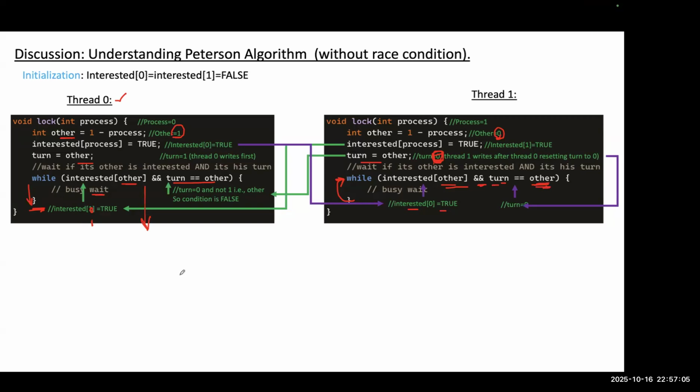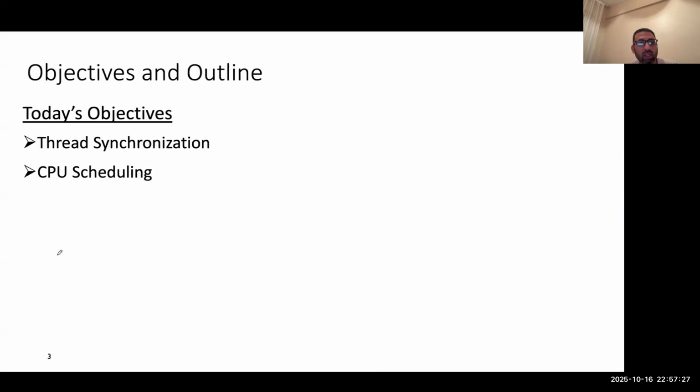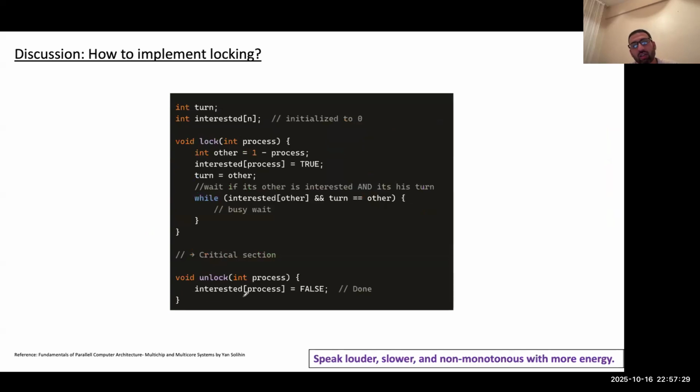But then how does the thread's turn change? For that, for example, let's say thread 0 has received the lock, right? The professor has received the lock. Now, what will happen is that I need to release the lock. So, for that, let me show you where the unlocking part is here. For the unlocking part, once I'm done with the critical section, meaning once I'm done with accessing the shared resource, for example, let's say reading the book, I will say interested process equal false. I will say I am not interested anymore, right?